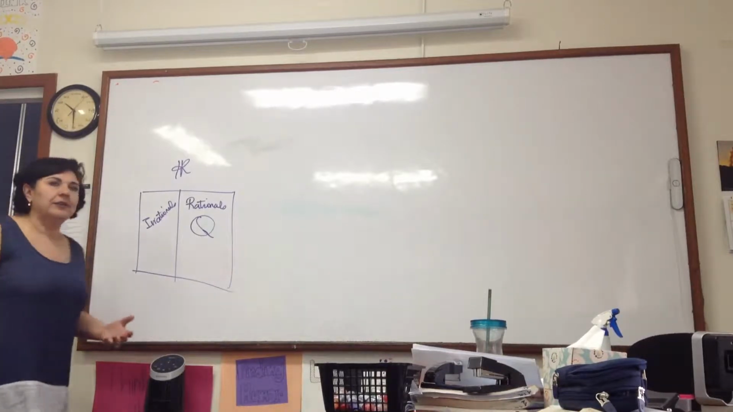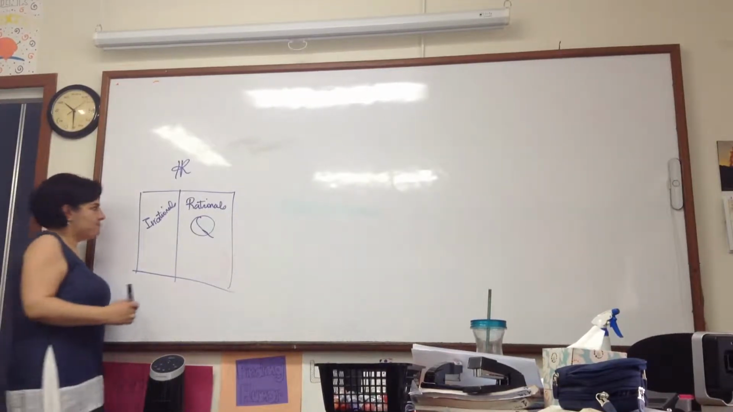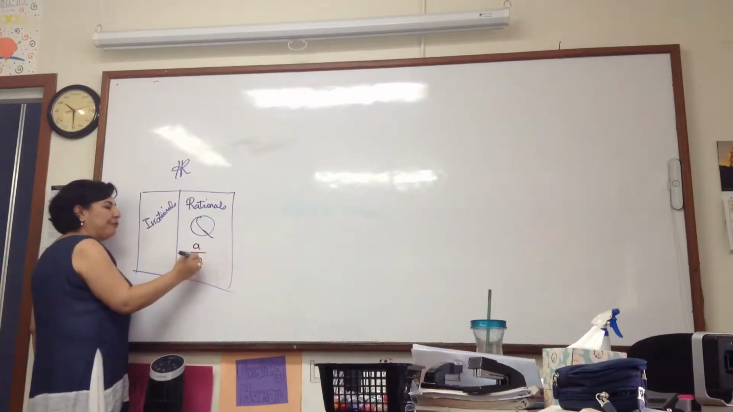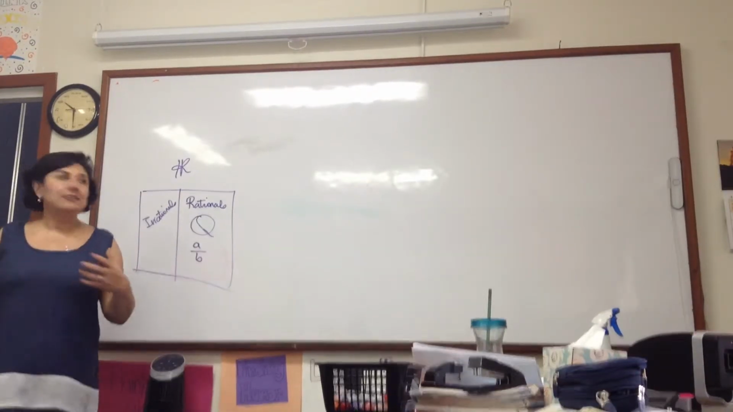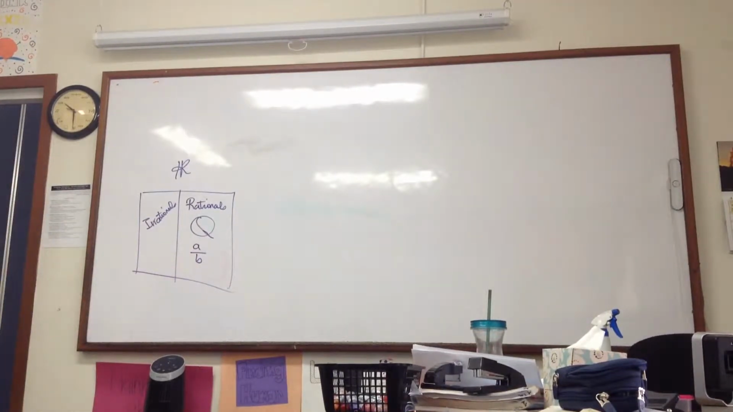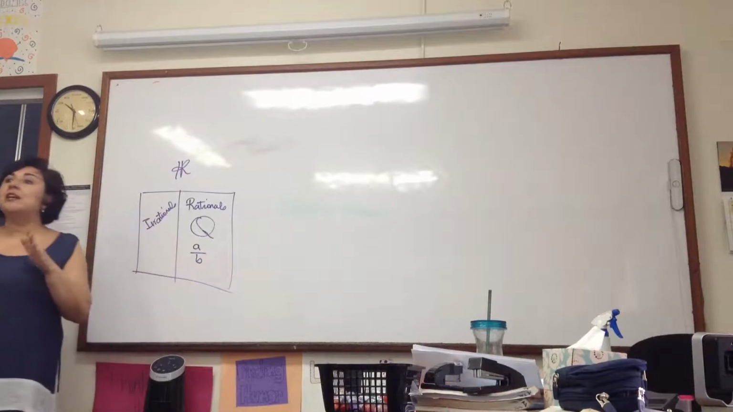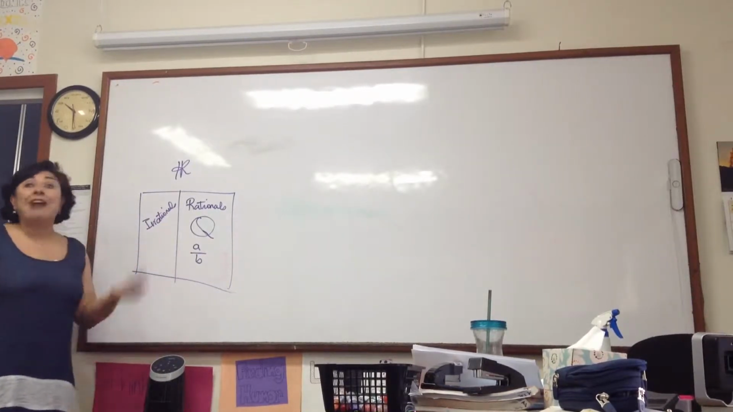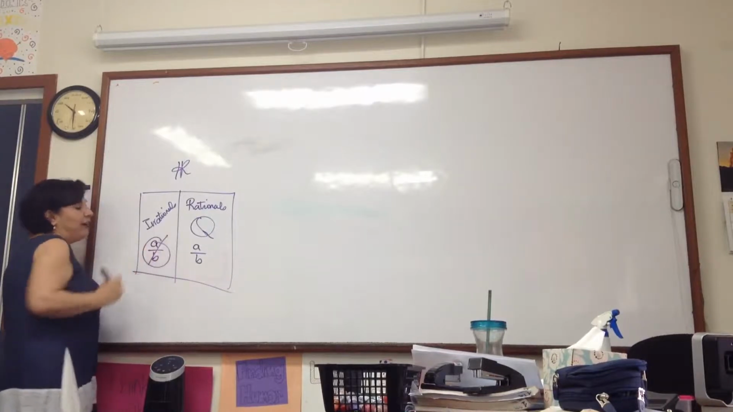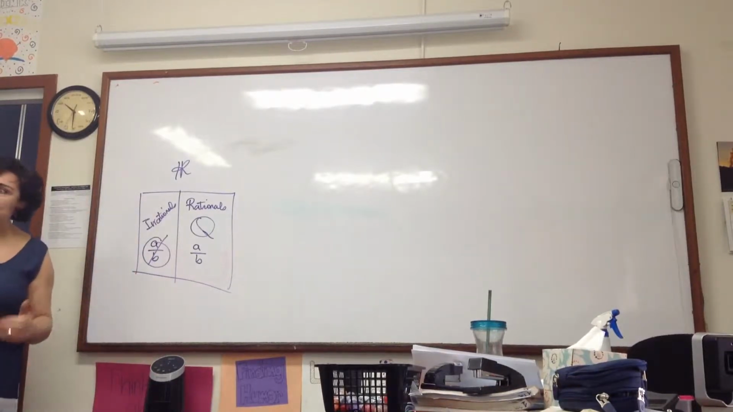Rationals are numbers that can be expressed as a fraction. Hence the Q for quotient, because a fraction is an implied division, remember? So these are ratios, fractions. Rationals are any number that you can express as a fraction. Irrationals cannot be expressed as a fraction, hence the name irrational.